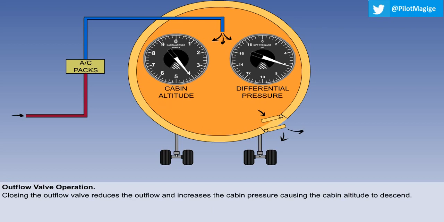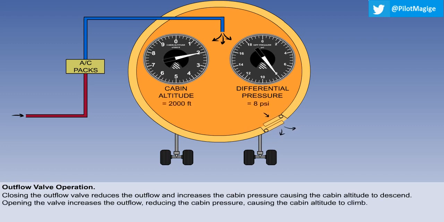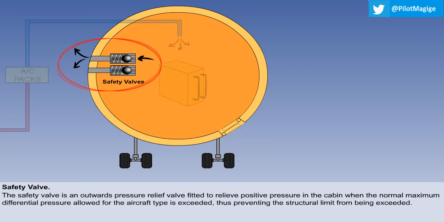Closing the outflow valve reduces the outflow and increases the cabin pressure, causing the cabin altitude to descend. Opening the valve has the opposite effect, increasing the outflow, reducing the cabin pressure, and causing the cabin to climb. There are a number of safety devices which must be fitted to any cabin pressurization system.